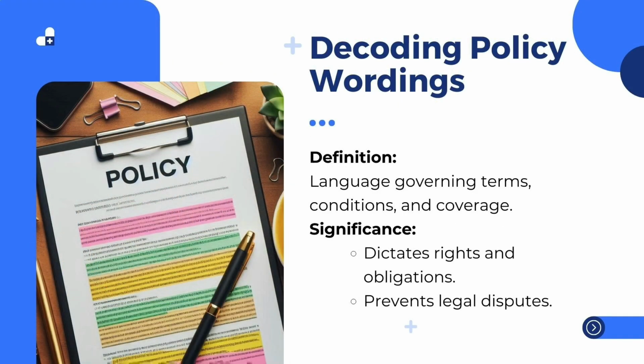Slide 3 talks about decoding policy wordings. Let's start with the foundation. What are policy wordings? Simply put, they are the language that defines the terms, conditions, coverage and exclusions of your policy. Why are they significant? They set expectations and prevent misunderstandings. For example, knowing the difference between copay and deductible can save a lot of your money during treatment. Think of policy wordings as a user manual for your health insurance. Skipping it means you might miss out on critical features or worse, face unexpected expenses.